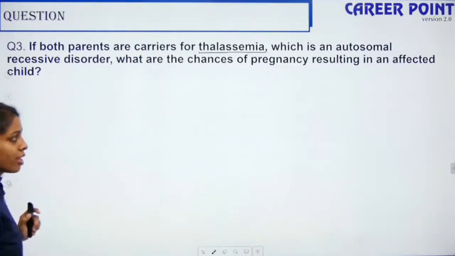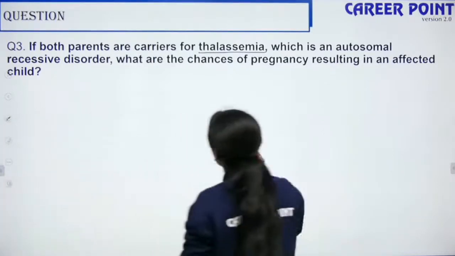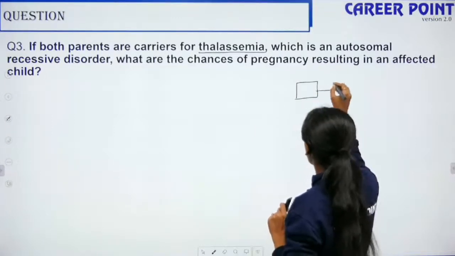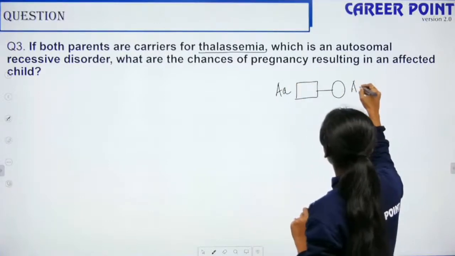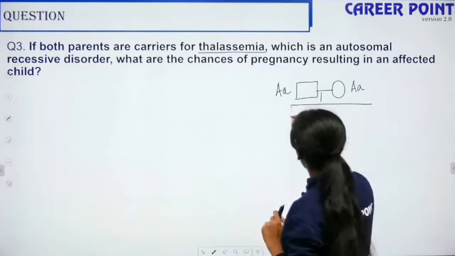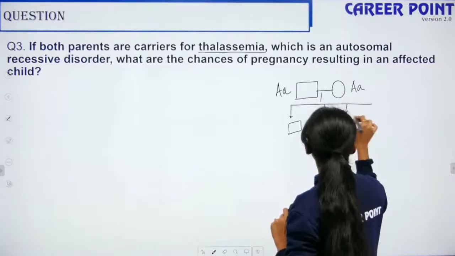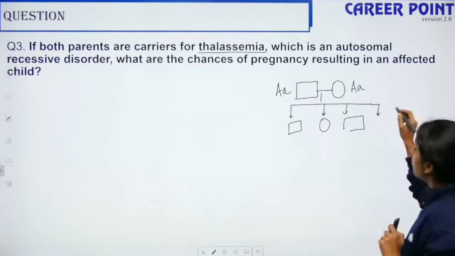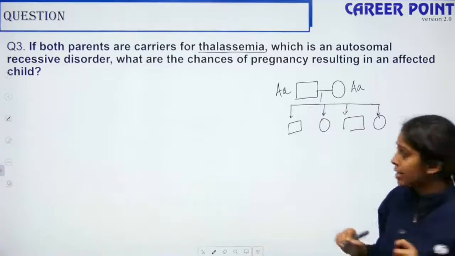What are the chances of pregnancy resulting in an affected child? Here they have given that both the parents are carriers. So I draw the parents, the father and the mother. Both the parents are carriers, so this is the condition. Now suppose they have 4 children, what is the probability or chances that the offspring is affected? Meaning the offspring has to be affected by thalassemia.